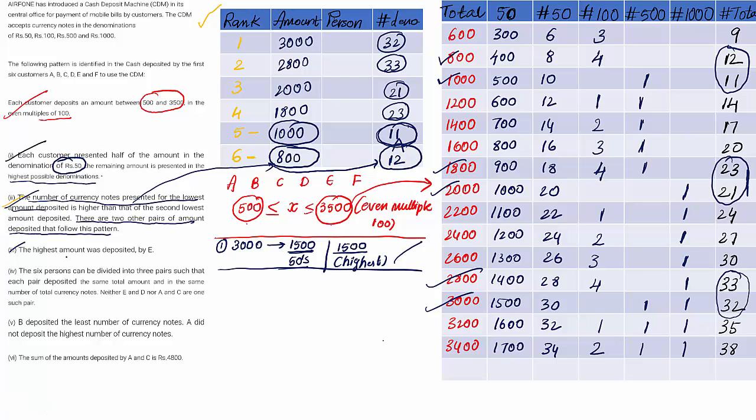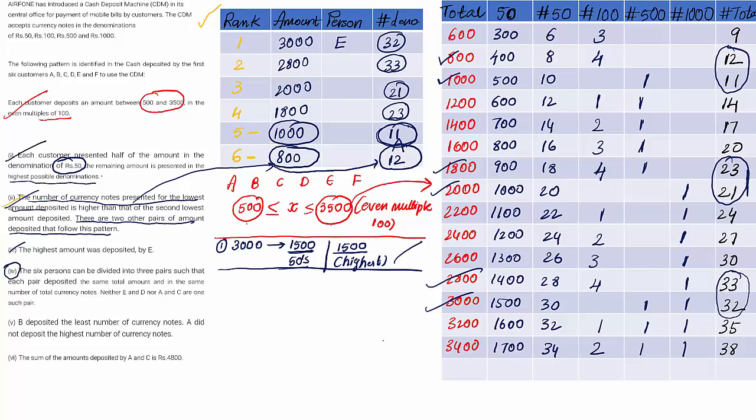The highest amount was deposited by E. So this is the highest amount and it was deposited by E. Done. Third point is also done. And the 6 persons can be divided into 3 such pairs such that each pair deposited the same total amount and the same total number of currency notes. Let's hold on with point number 4.